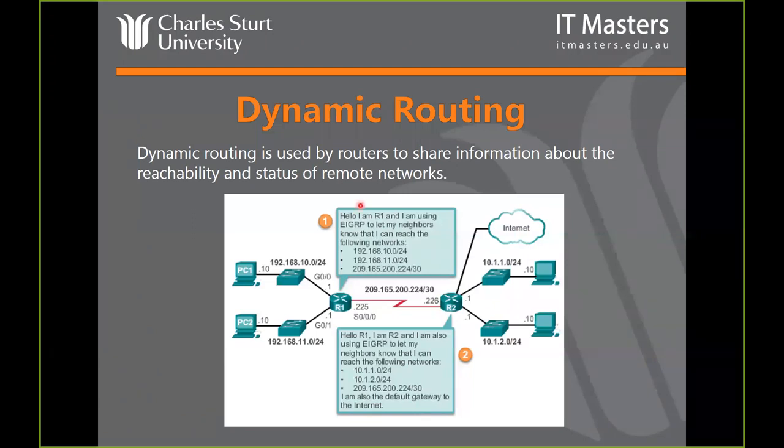So in this case, router one knows about a couple of networks. He sends that information to router two. Router two knows about a couple of networks and he sends that information to router one. And now all of a sudden, both of them have the same picture of what the overall network looks like. All routes are connected, all routes are in the routing table. Everyone can talk to everyone and everyone's happy.